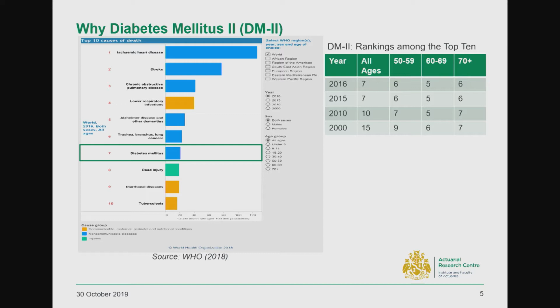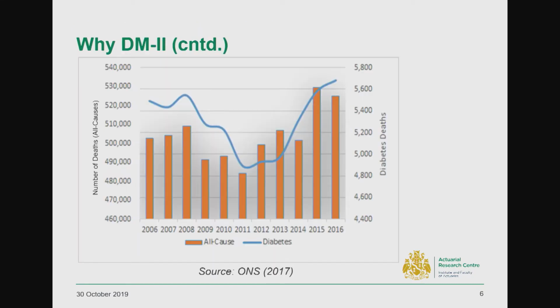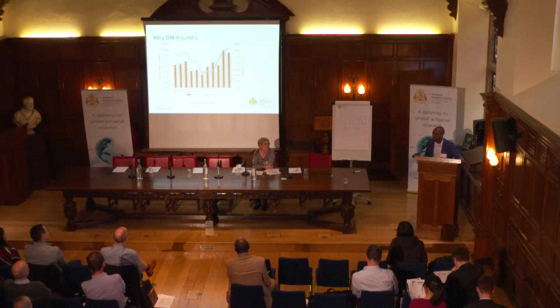And coming to the UK, from the data that we got from the Office for National Statistics, 2017, you can see that the causes of death related to diabetes mellitus have had an exponential increase from 2011 up to 2016. So it's a cause of concern for us in terms of the impact of diabetes on mortality.